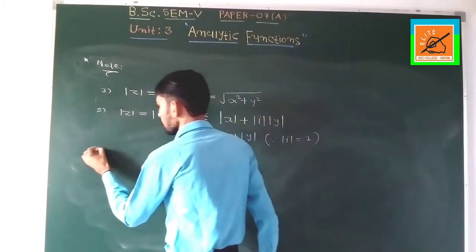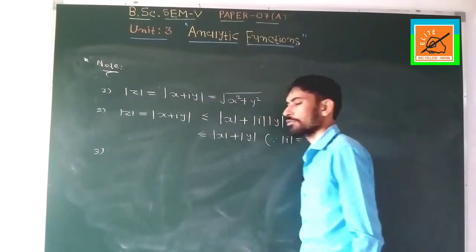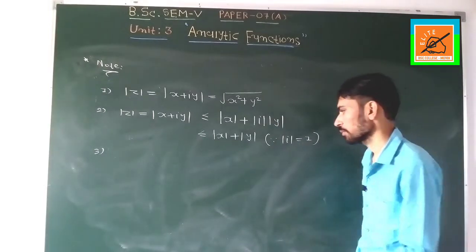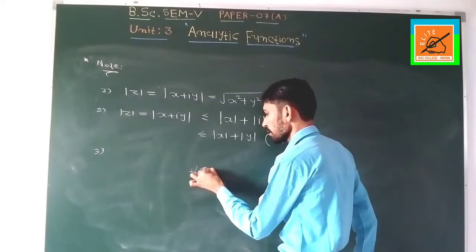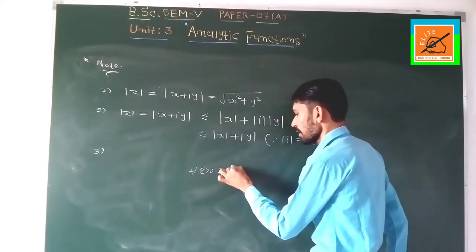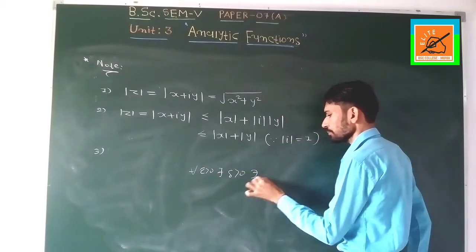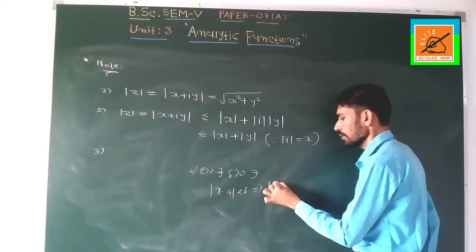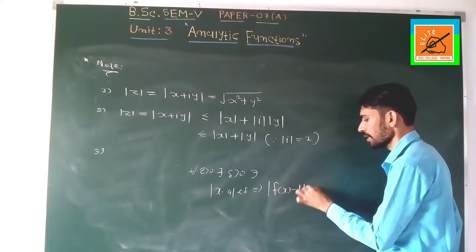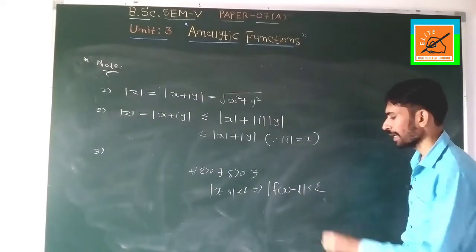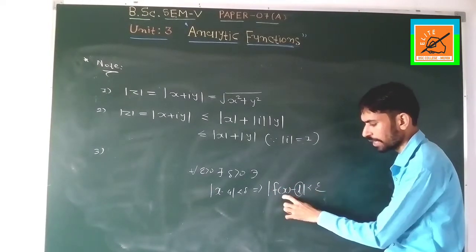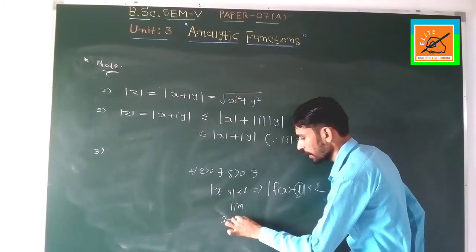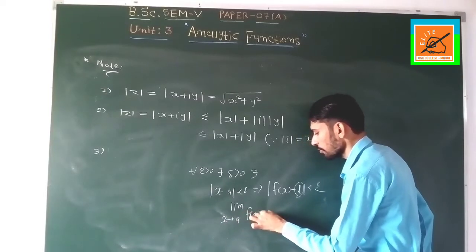Now we write the third note. As we know, the definition of the limit of a single variable function: for every epsilon greater than 0 there exists delta greater than 0 such that mod x minus a less than delta implies mod f of x minus L less than epsilon. So L is called the limit of our real function f of x, and we write it as limit x tends to a of f of x is equal to L.